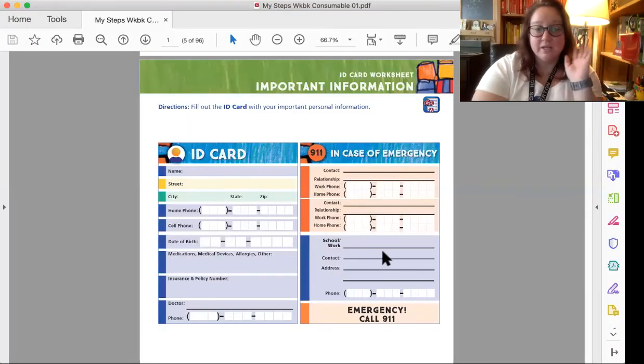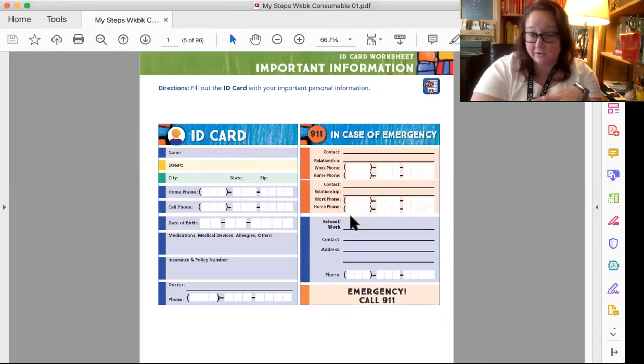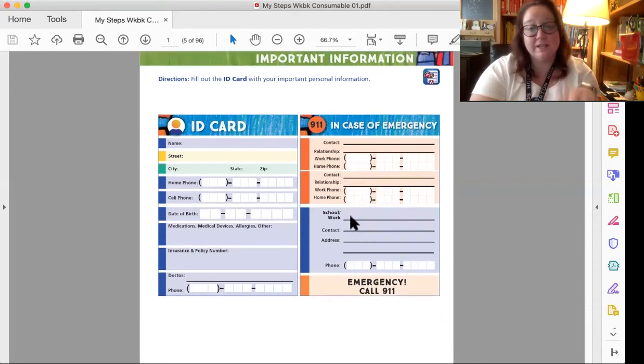Okay, so here is page 1 of your workbook. That's what you were working on, the ID card and the in case of emergency card. You're going to continue to complete this, and the number and math skills practice this week is just focusing on the numbers within the personal information.